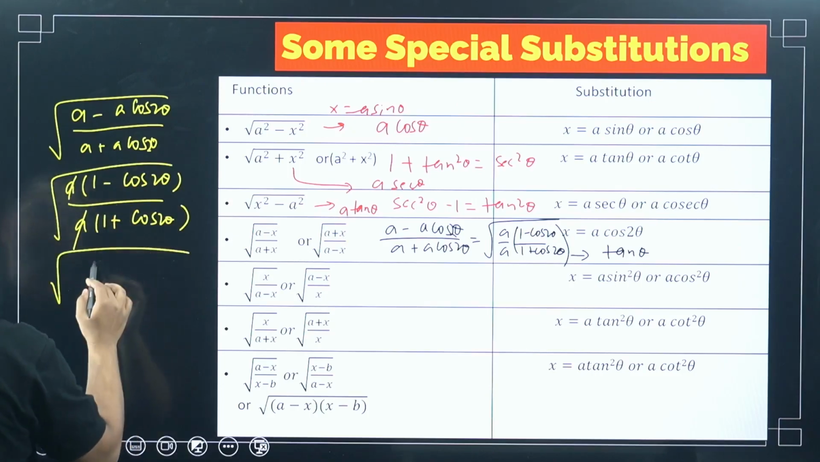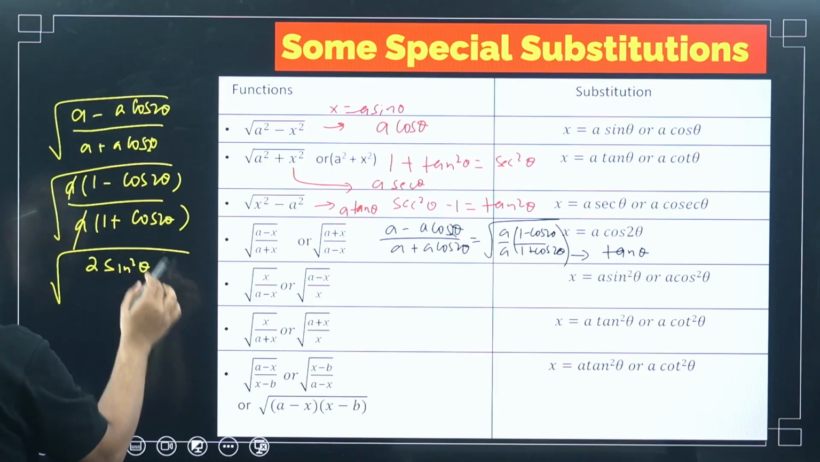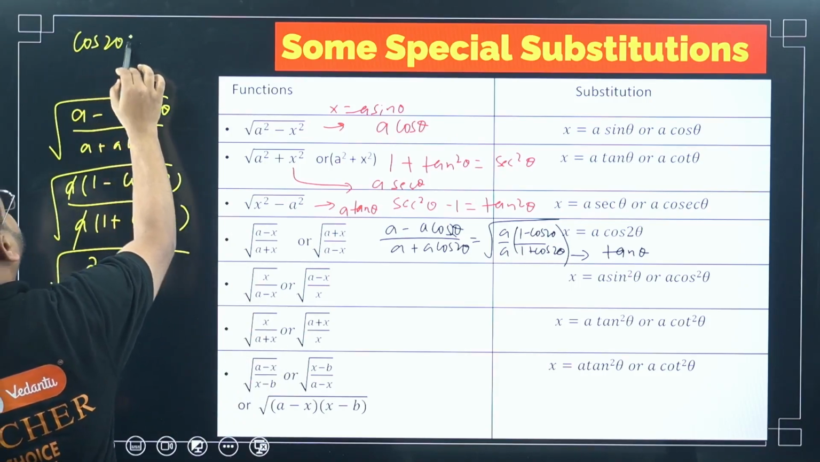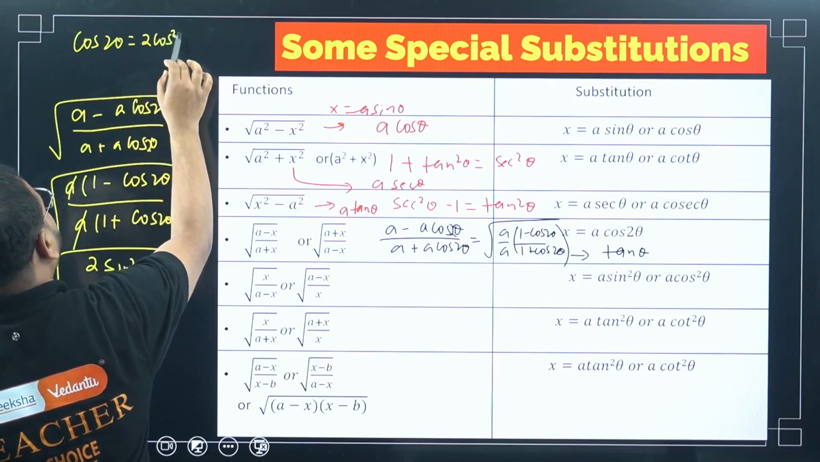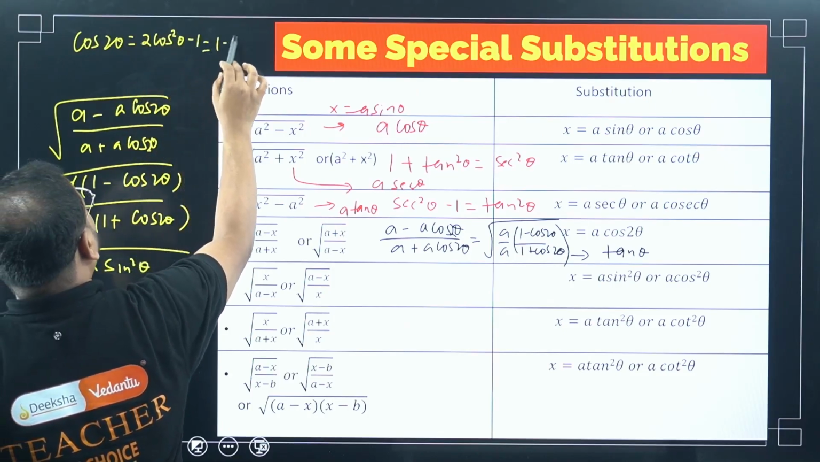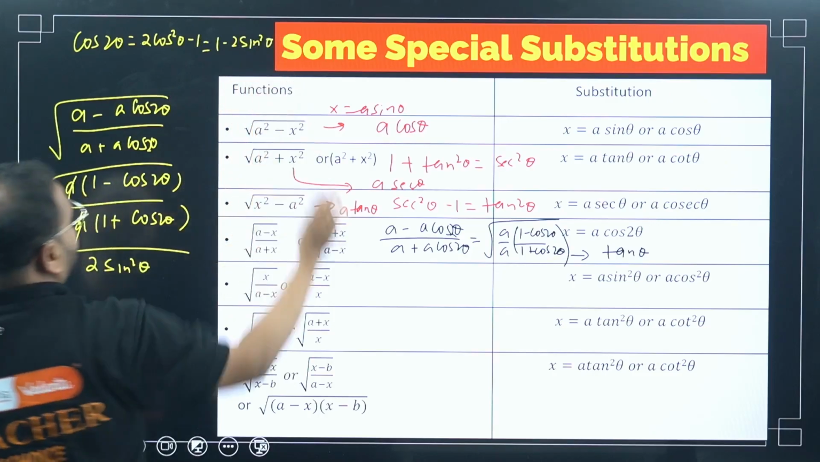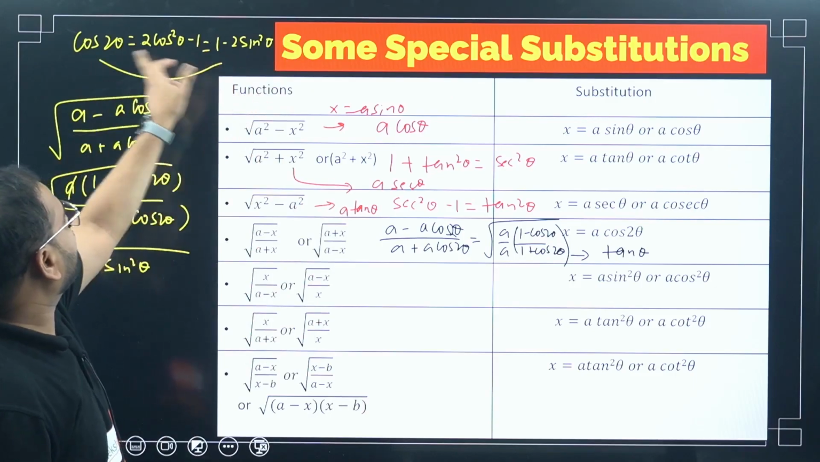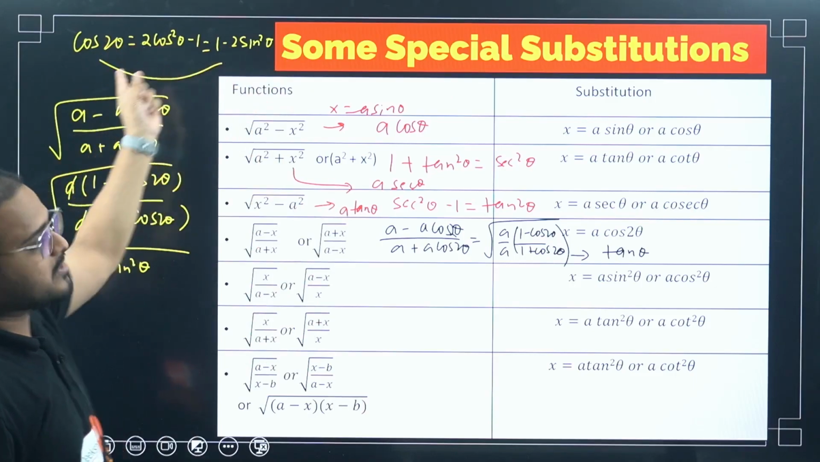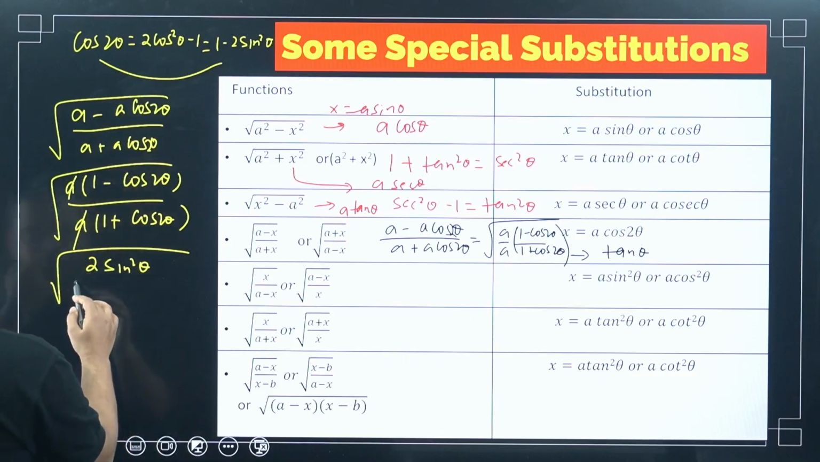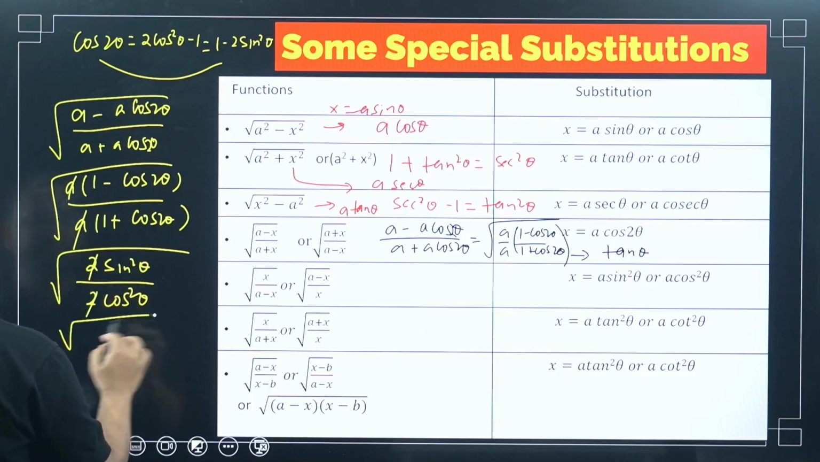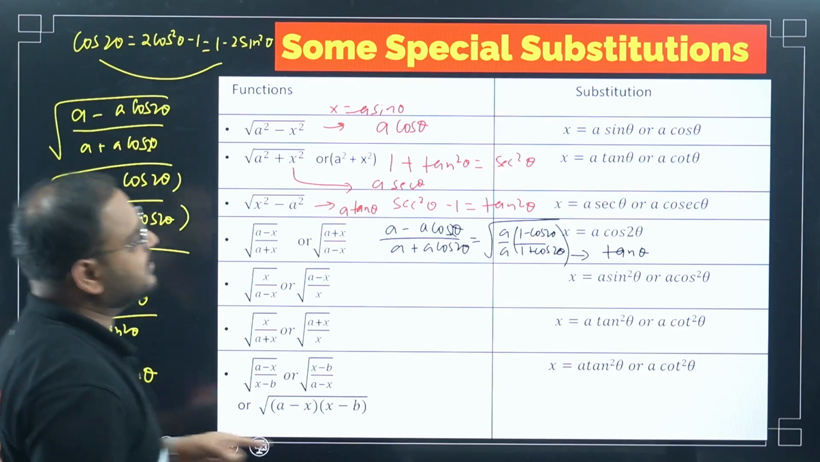What is this going to be? Tell me. It's going to be 2 sine square theta. How, sir? Formula of cos 2 theta. What is the formula of cos 2 theta? Please check here. 2 cos square theta minus 1, or 1 minus 2 sine square theta. Yes or no, right? If I use this and this, 1 minus cos 2 theta will be 2 sine square theta. Same thing I've written here. And this will be 2 cos square theta. Cancel. What is this? Tan square theta. And what is this? Tan theta. Can you see that?